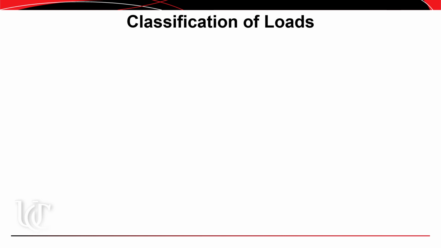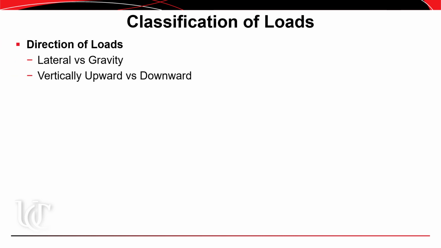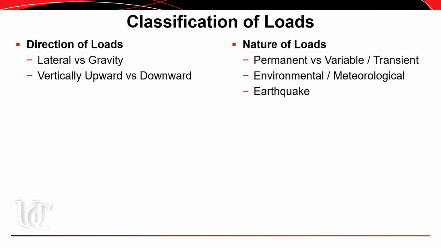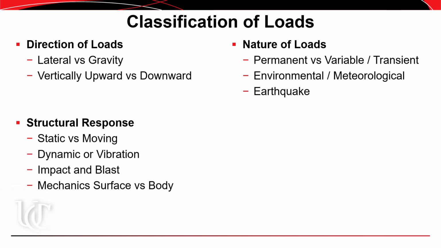There are a lot of ways to classify loads, however, and some of the most prevalent ways of classifying them are based on their direction, whether it's a lateral load or a gravity load, whether it acts upwards or downwards. Another is the nature of the load: permanent versus variable or transient, environmental or meteorological, or an earthquake load. The structural response that they impose also is another way of classifying them: static versus moving, dynamic load versus vibrational, impact versus blast, etc.